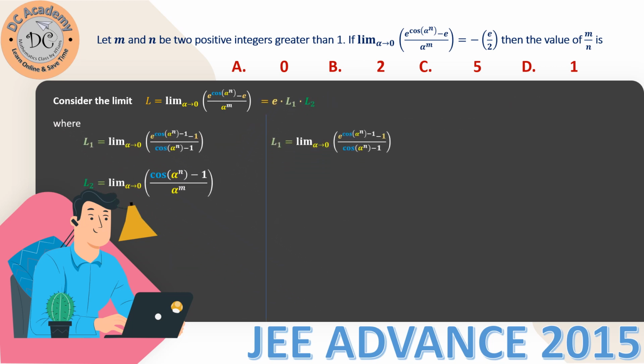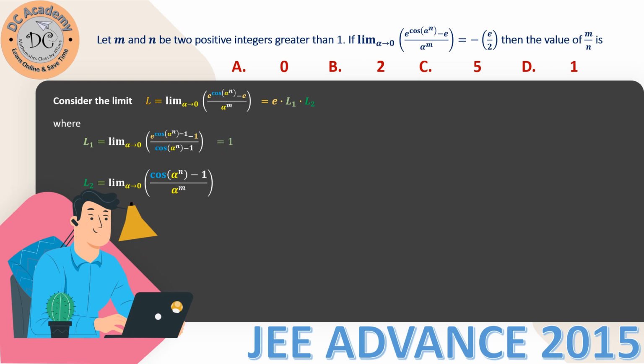As obvious, we first consider L1. Here we already discussed that e to the power x minus 1 divided by x is equal to 1 when x tends to 0. So we consider z equal to cos alpha to the power n minus 1. Notice that if alpha tends to 0, cos 0 is 1, and 1 minus 1 is 0. So z also tends to 0. Therefore L1 can be written as the limit as z tends to 0 of e to the power z minus 1 divided by z, which is obviously equal to 1. That's it, so we obtain the value of L1. Now our job is to obtain the value of L2.